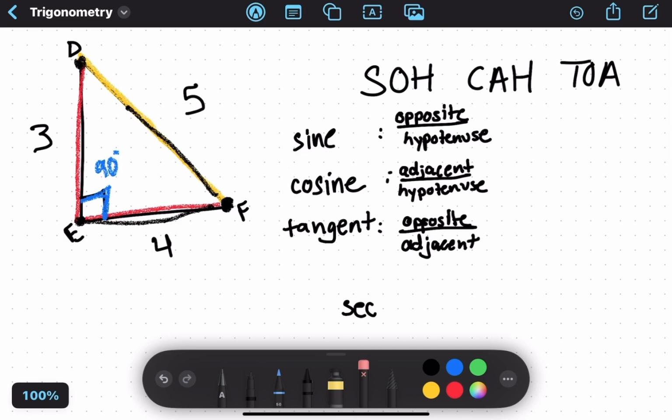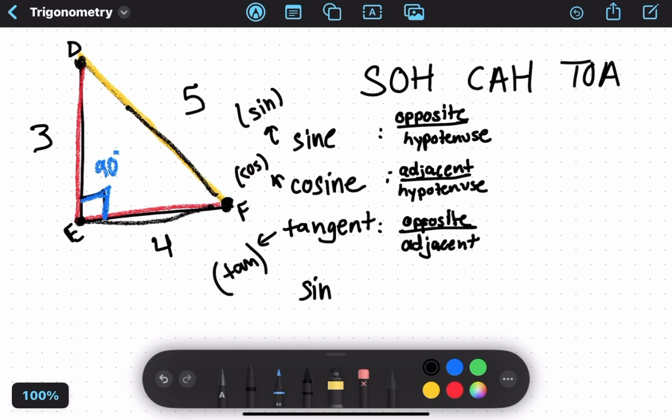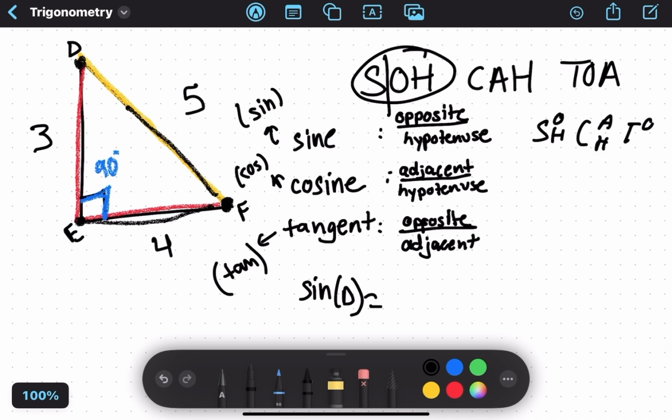So we are looking for the sine of point D. And the notation for these, by the way, is sin, cos, and tan. This is how you're going to see them on your calculator. Okay, so let's find the sine of point D. With this acronym, sine is opposite over hypotenuse. That's also a way to write it, so you remember the way the fractions are.